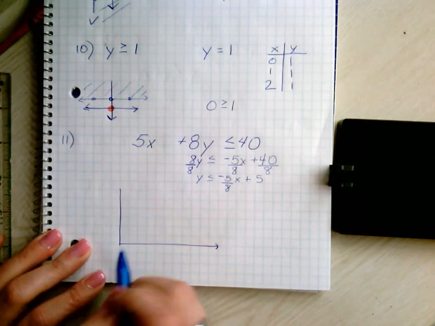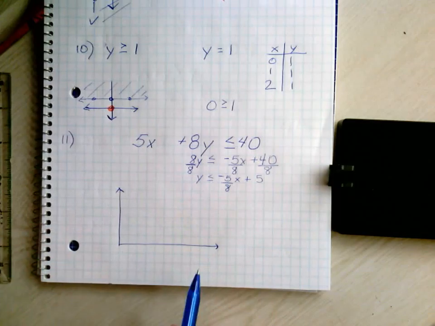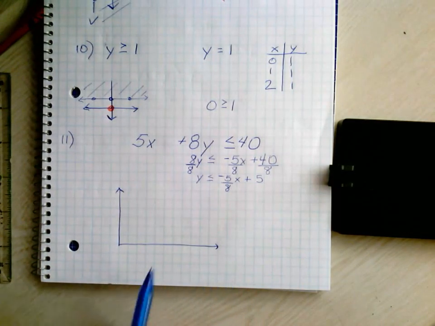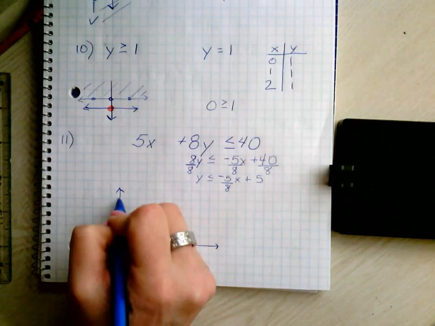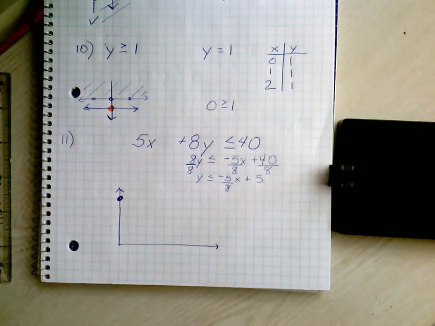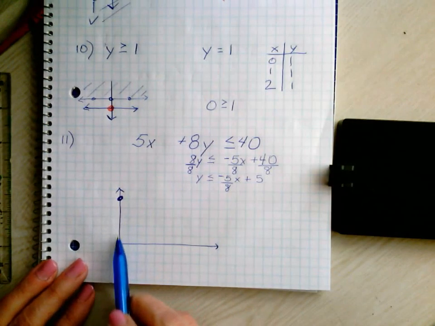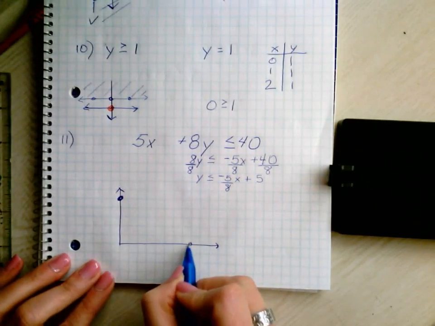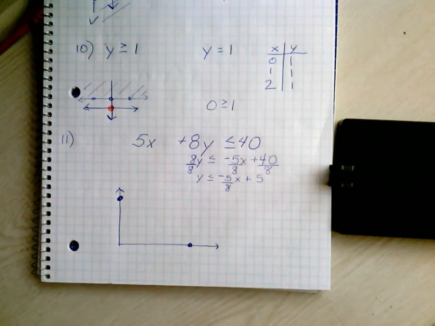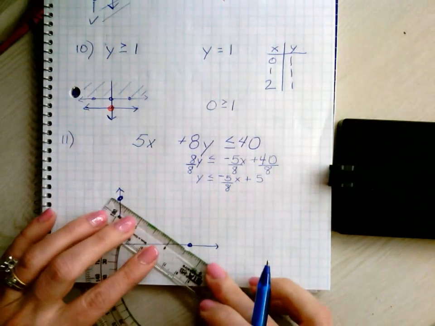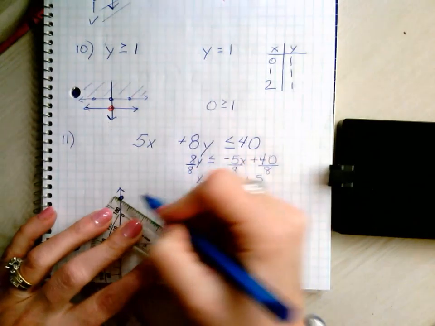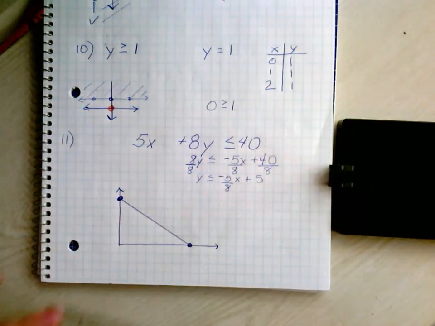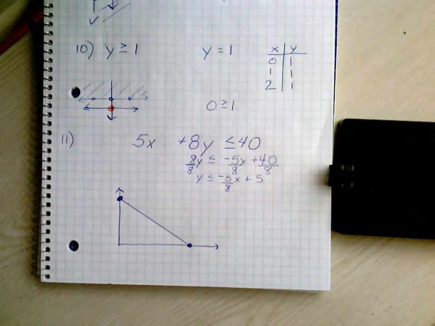And you're only going to be working in positives because you can't buy a negative amount of tickets. 1, 2, 3, 4, 5. Here's the first y-intercept. My slope is down 5, right 8. 1, 2, 3, 4, 5. 1, 2, 3, 4, 5, 6, 7, 8. Solid or dotted? It's solid, you're right. And it does not go above or below because you can't have a negative number of tickets.